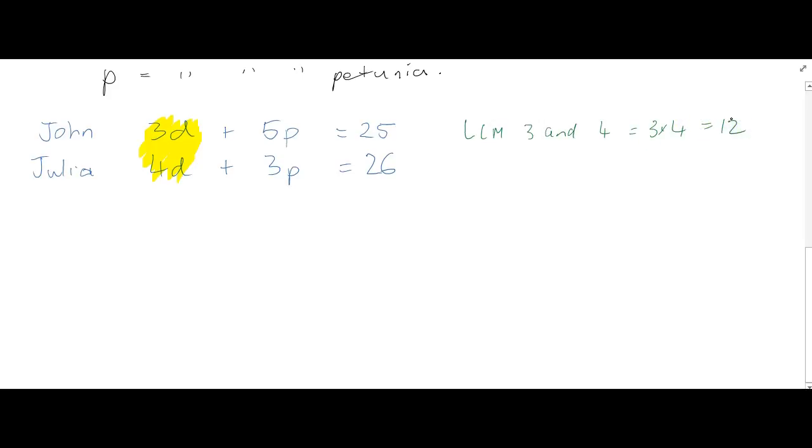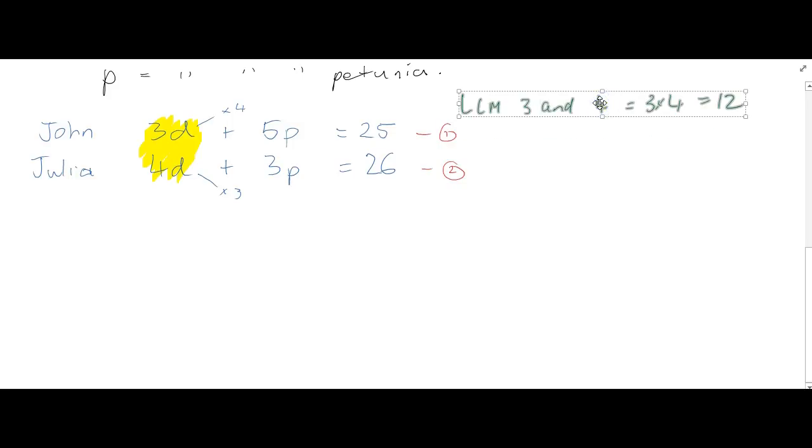Okay, so I'm going to make those both into 12Ds. Now to do that, I have to multiply this by 4 and this by 3. So we end up calling this equation 1, equation 2. And what we're going to do is multiply this equation by 4, because that'll give us 12Ds. And we're going to multiply this by 3, because that'll give us 12Ds here.